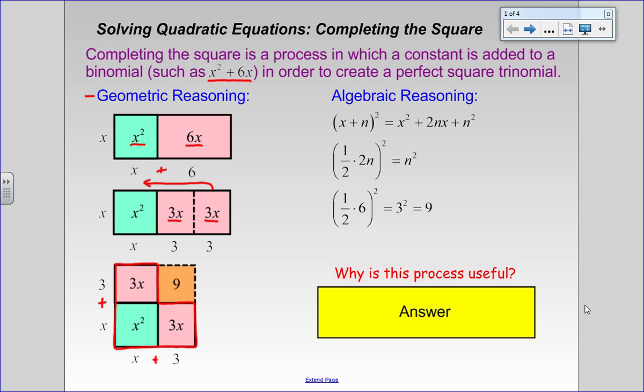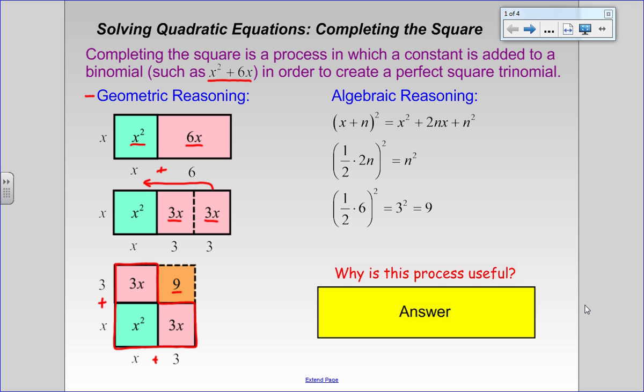So we could convert this L-shaped region into a square if we add in an additional area shown in the upper right corner in orange. And the value of that area would be 9 because its length is 3 and its width is 3. So we can see that to complete the square on the area x squared plus 6x, we need to add an area of 9.